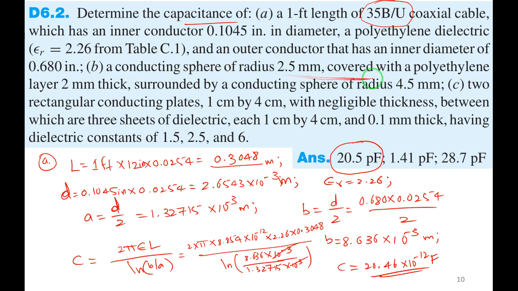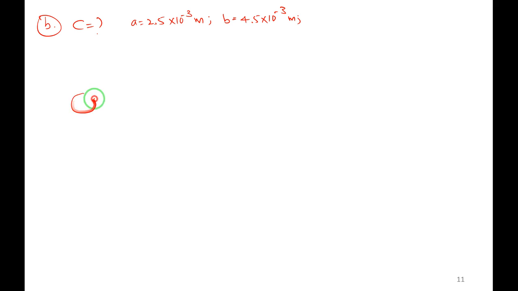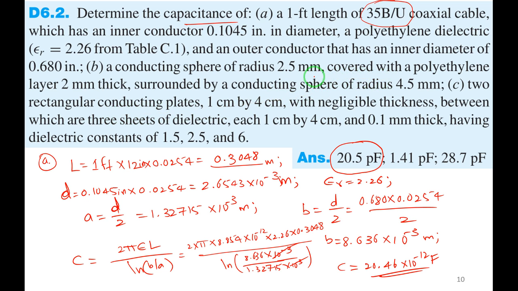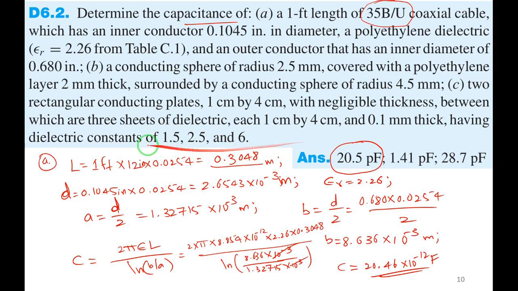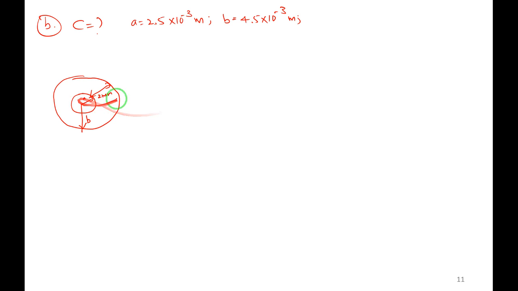Then polyethylene thickness is 2 mm. So this inner sphere radius is 2.5 mm, right? This is A. Then thickness of this dielectric is 2 mm, but radius of outer sphere is 4.5 mm. 4.5 minus 2, so there is a difference, right? Is it correct? No, it is correct only. A is 2.5, so 3.5, yes, it is correct. Thickness is 2 mm, right? It is fine. Yes, this is a spherical capacitor.